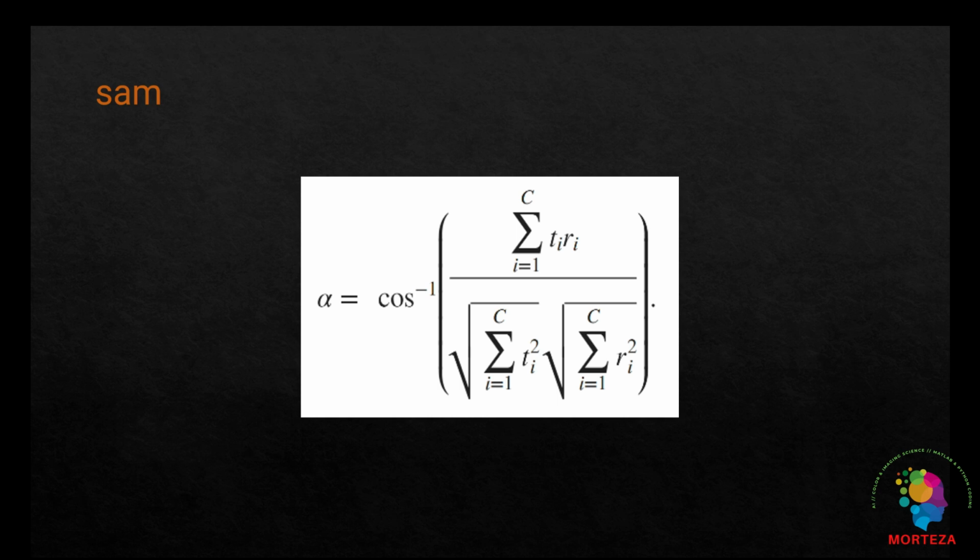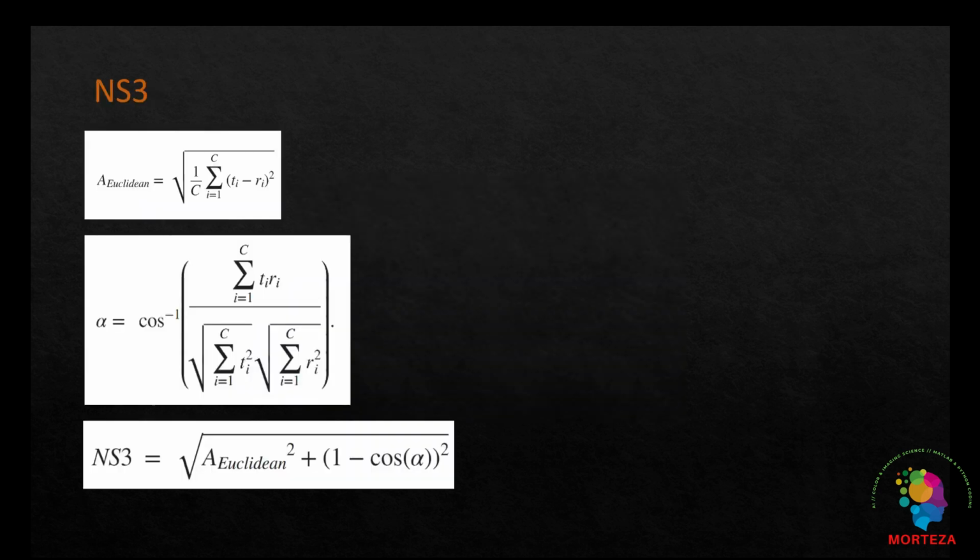NS3, on the other hand, measures normalized spectral similarity score. This method computes spectral similarity based on the Euclidean and SAM distances between the two spectra. Here R and T are the reference and test spectra respectively. We first calculate the Euclidean distance between the two spectra, and then we compute the SAM value alpha. Finally, NS3 is calculated as shown here.